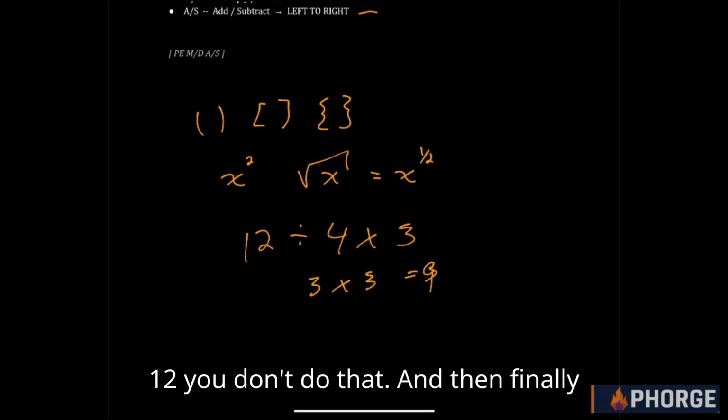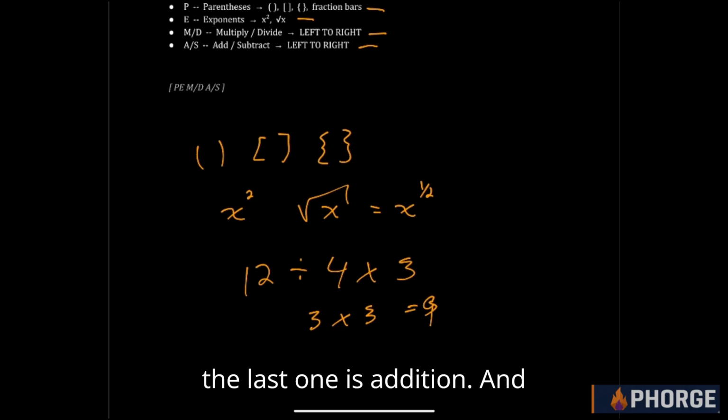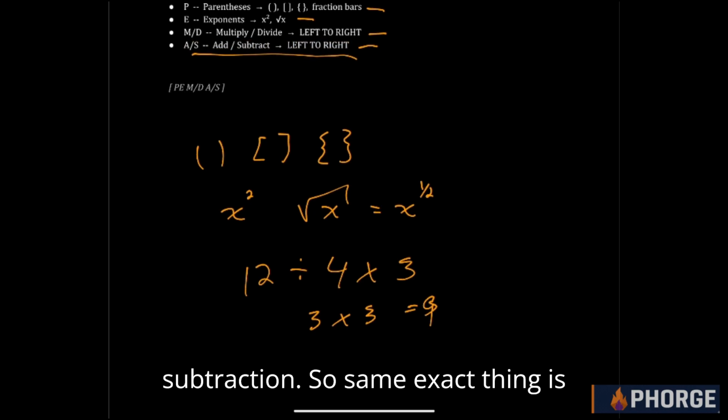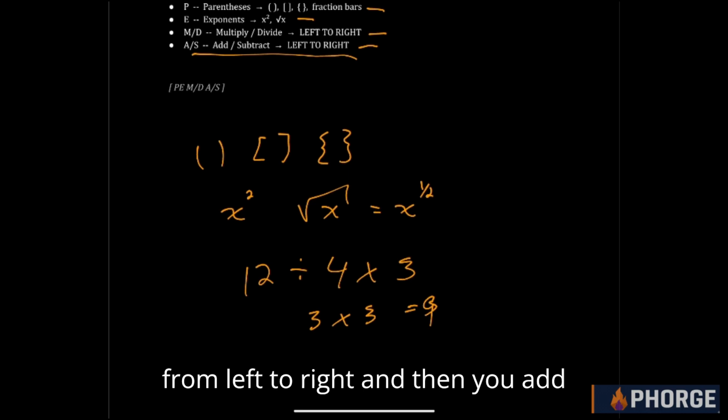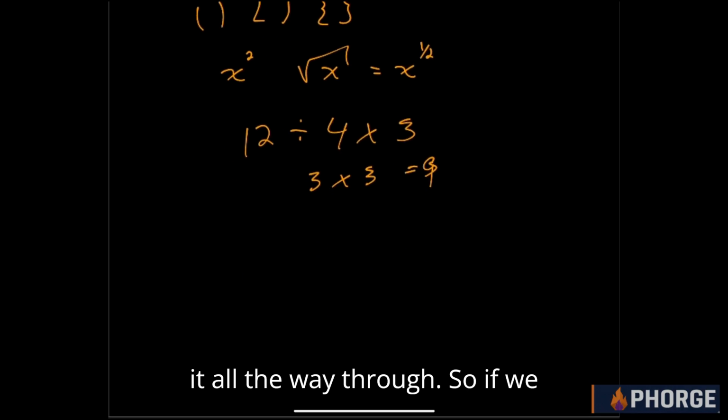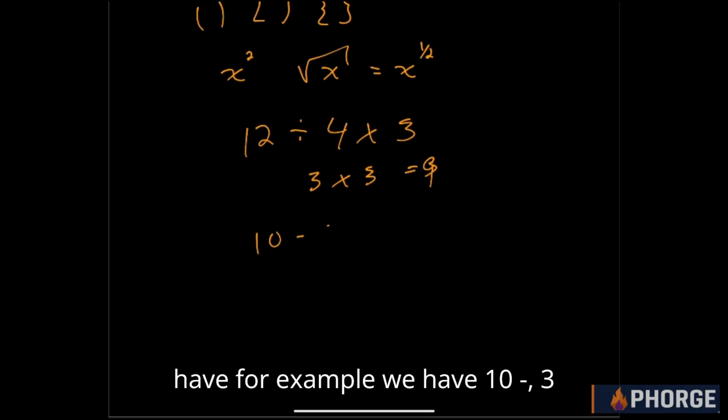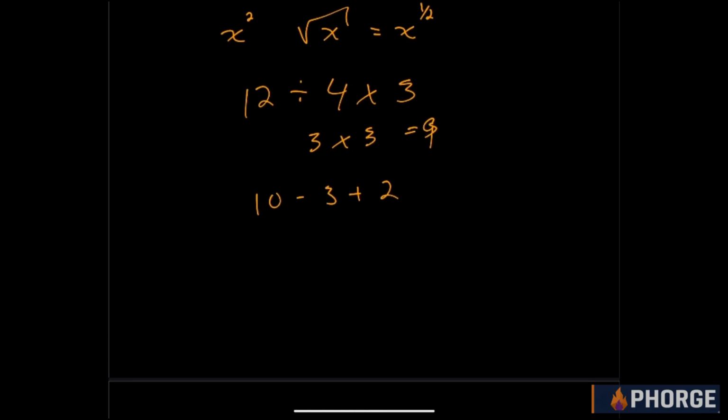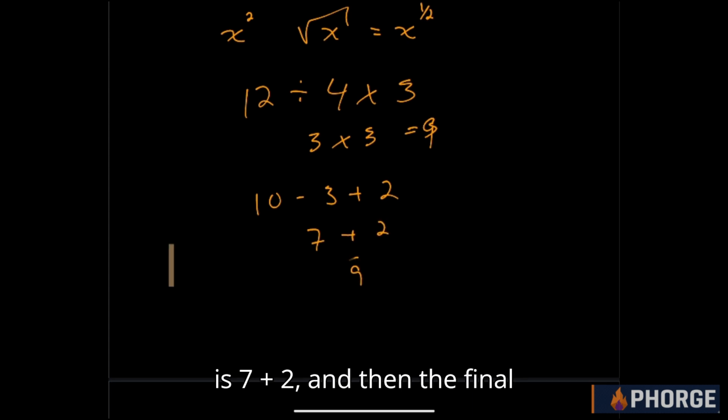You don't do that. And then finally, the last one is addition and subtraction. Same exact thing as multiplication and division. You start from left to right, and then you go all the way through. For example, if we have 10 minus 3 plus 2, it's just going to be 10 minus 3 is 7, plus 2, and the final answer is also 9.